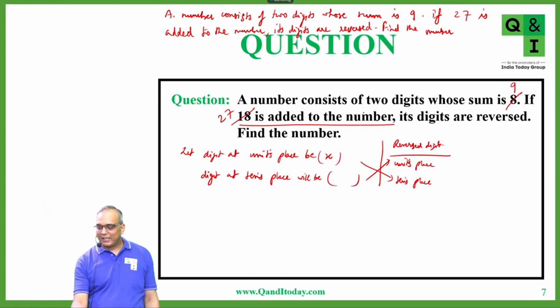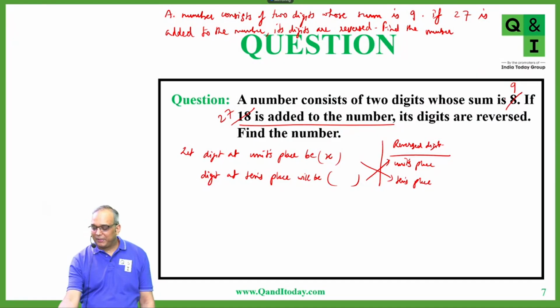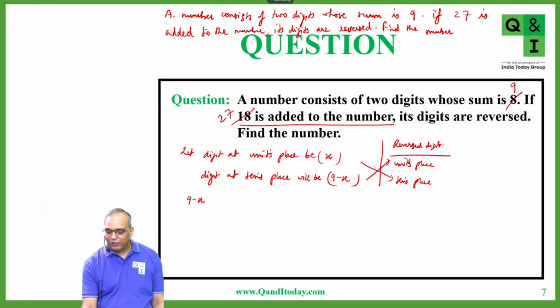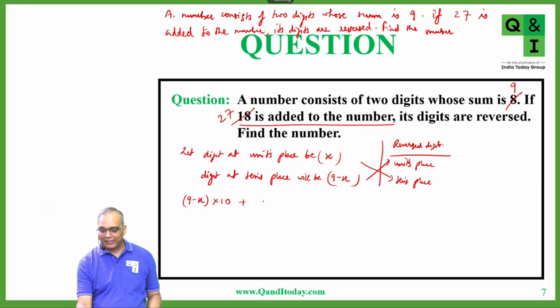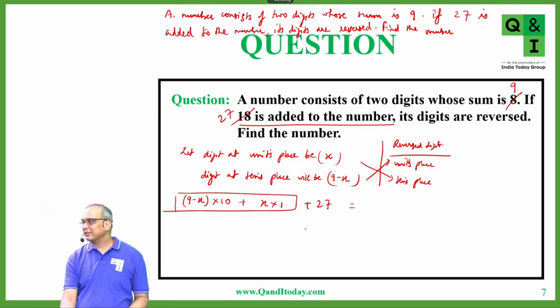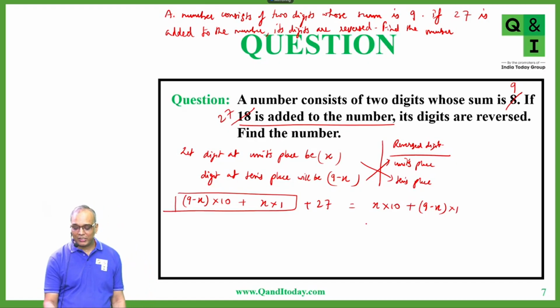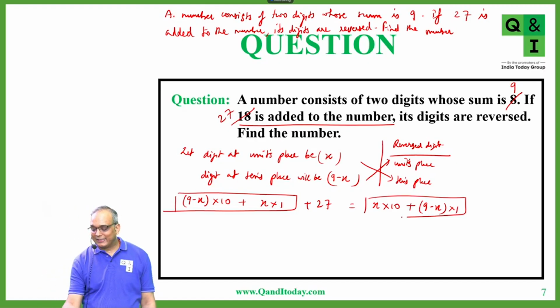So the number consists of two digits. Now let the units place digit be x. Tens place digit, because the sum is 9, we'll write 9 minus x. Now the value of this number will be 9 minus x times 10, because tens place digit is multiplied by 10, plus x into 1. This is my number. If I add 27 to this, the digits get reversed. So x will come at tens place. So x into 10, and 9 minus x will be multiplied by 1 because this comes at units place. Now let us add them together.